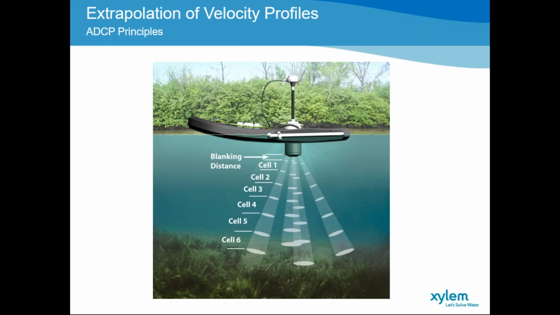Along the transducer beams, a number of cells are set either by using an automated process or manual configuration. So the cell size can be either automated or manual. And then using a process called time gating, we can determine the distance along the beams to the cells and then measure the velocities for each cell, as well as the total depth.